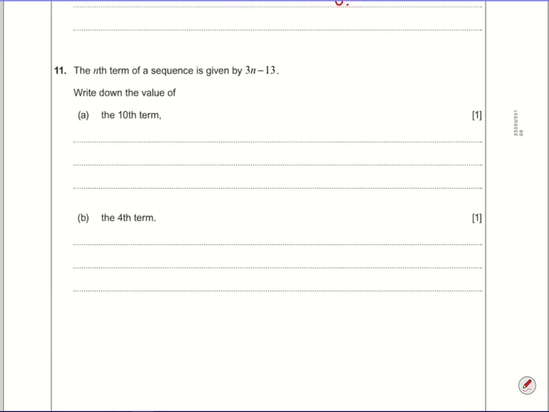Okay, number 11 is nth term, and it's quite a nice one because all you've got to do is sub in values of n. You're not finding the formula, you've been given it. So when it says we're finding the 10th term, that's telling us to use that n is 10. So that's 3 times 10, take away 13, which leaves you with 17.